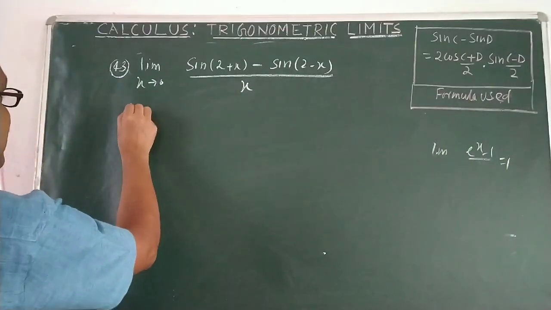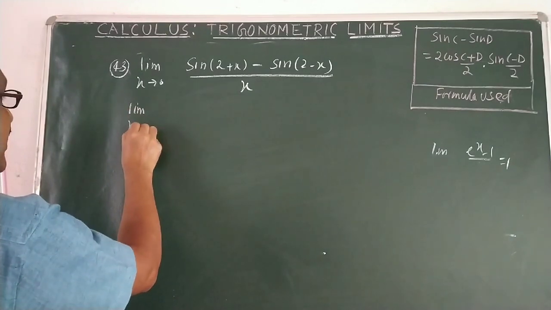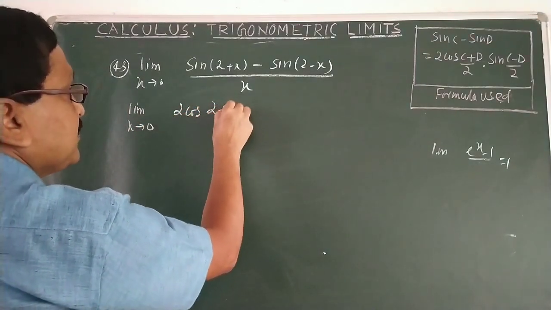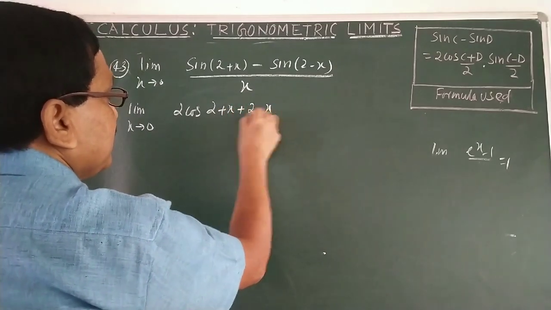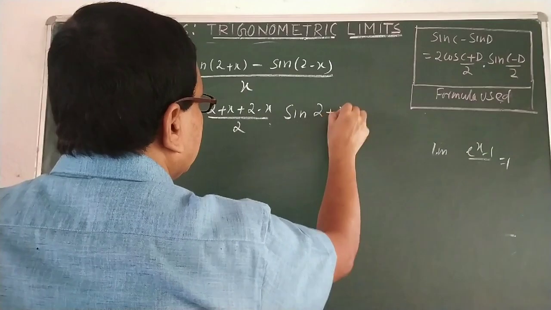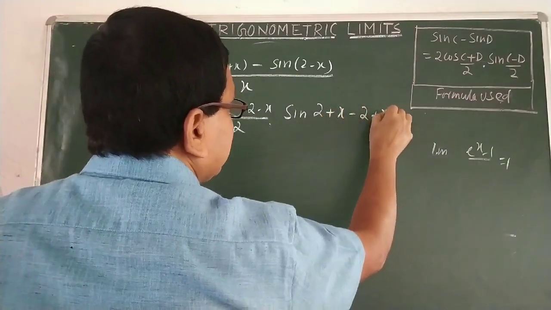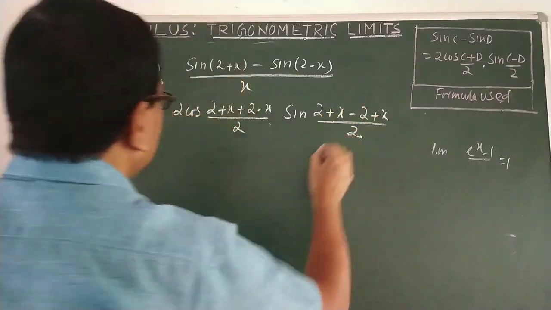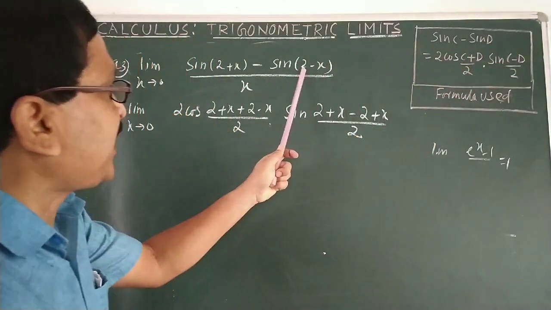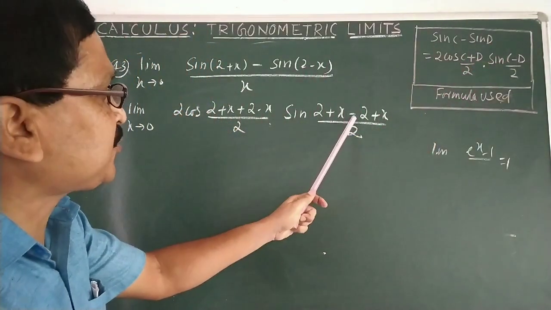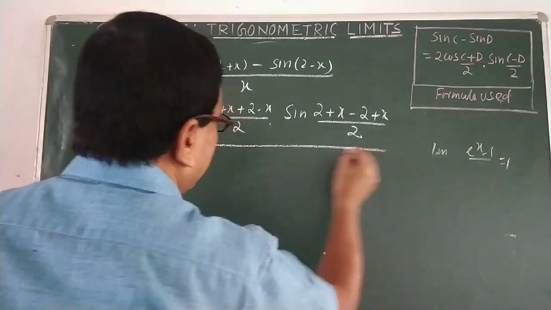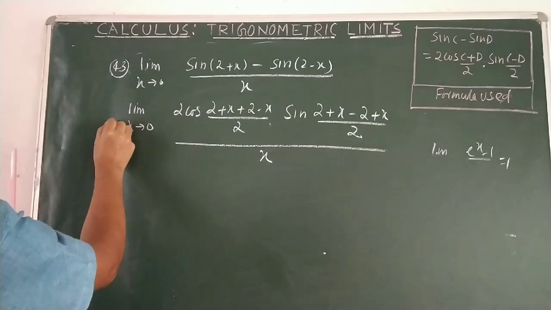So let us see. Limit x tends to 0, 2 cos((c plus d) by 2) into sin((c minus d) by 2). Remember, student, that while subtracting c minus d, the 2 will become 2 minus 2, and plus x minus minus x becomes 2x, divided by x. Now move ahead.